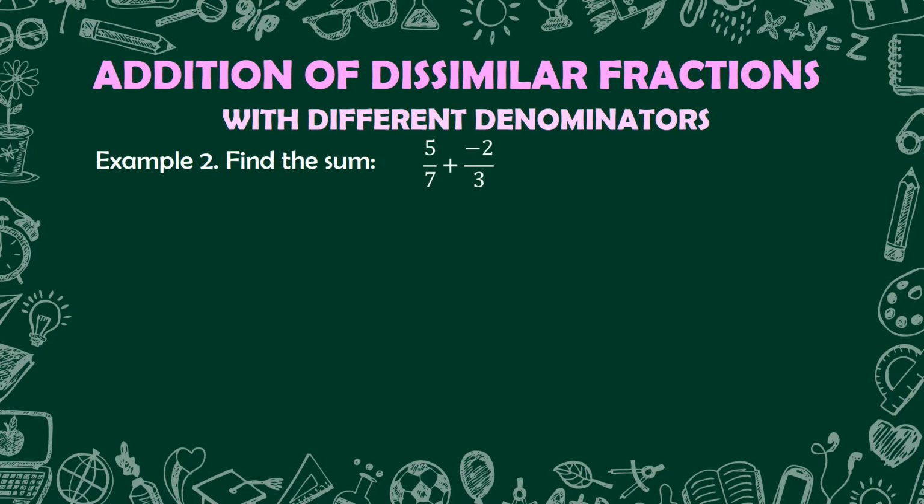Let us have another example. Find the sum of 5 over 7 plus negative 2 over 3. First, change the dissimilar fractions into similar fractions. Our LCM is equal to 21, because the least common multiple of 7 and 3 is 21. So for the equivalent fraction of 5 over 7, we will divide 21 by 7, which is equal to 3. Then 3 times 5 is equal to 15. 5 over 7 is equal to 15 over 21.